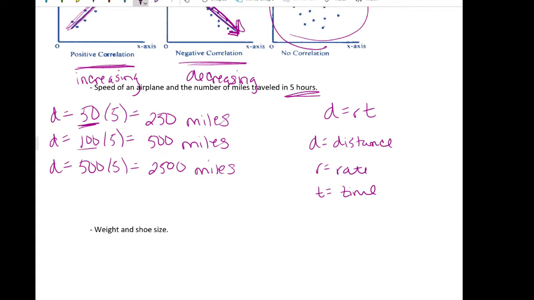So what we see is that as these numbers are increasing, so are these. So as the rate increases, then the distance increases too. And you would see, if we plotted these points, a somewhat positive correlation here. So for this example, the speed of an airplane and the number of miles traveled in 5 hours denotes a positive correlation.